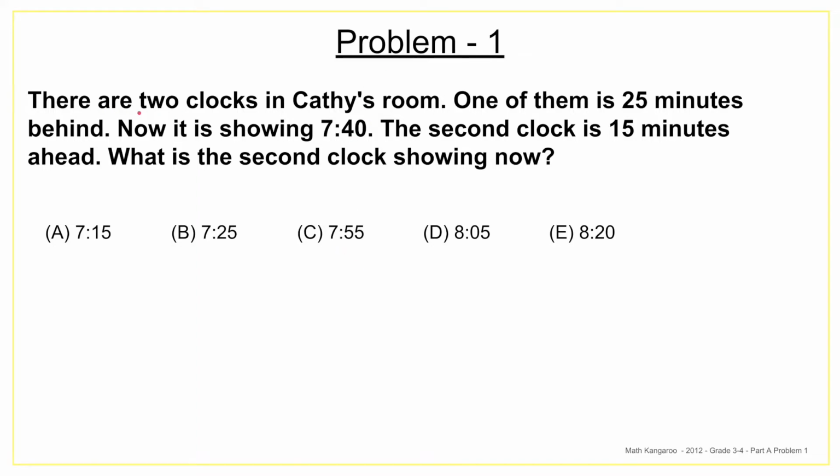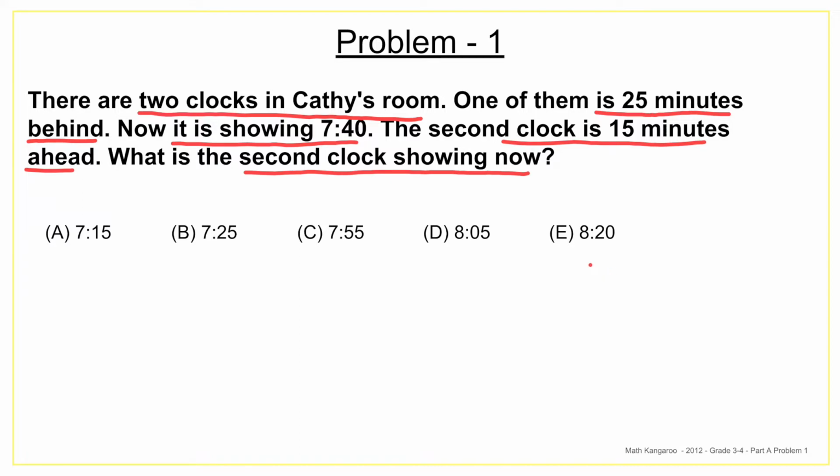Problem 1. There are two clocks in Kathy's room. One of them is 25 minutes behind. Now it's showing 7:40. The second clock is 15 minutes ahead. What is the second clock showing now? These are our options. First, let's figure out the correct time.